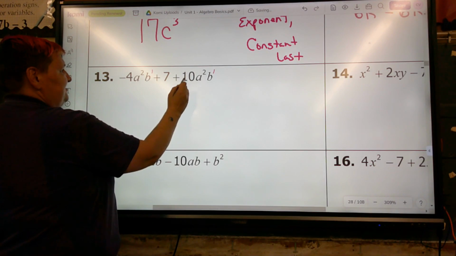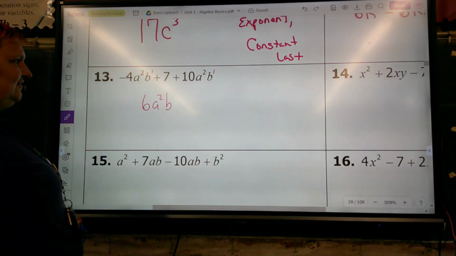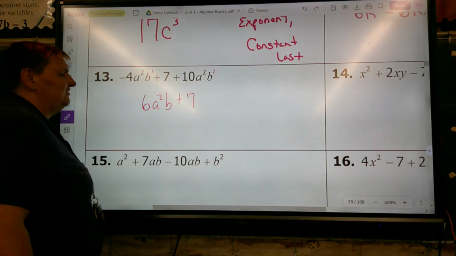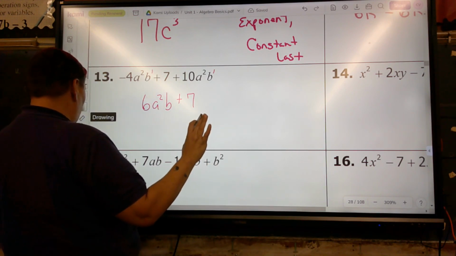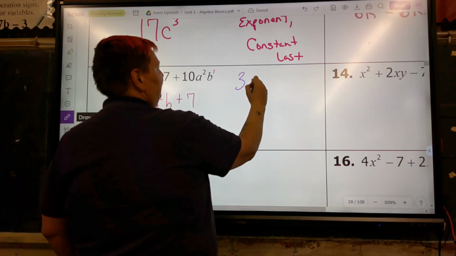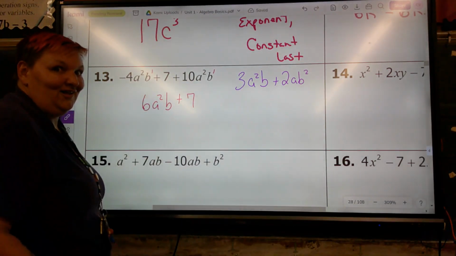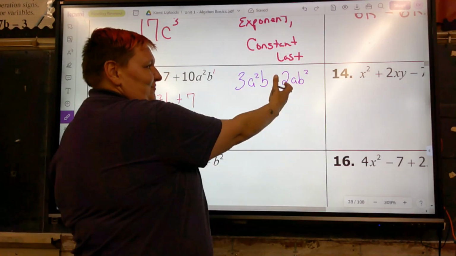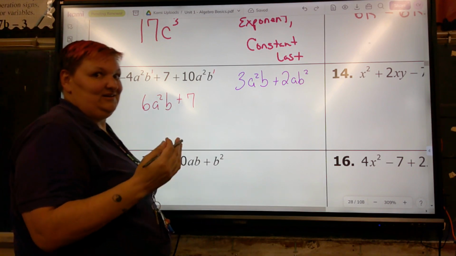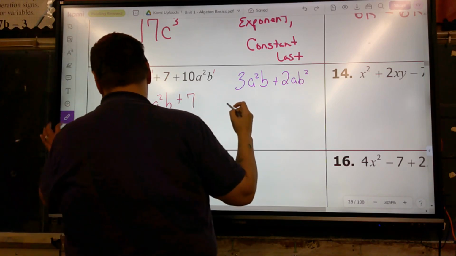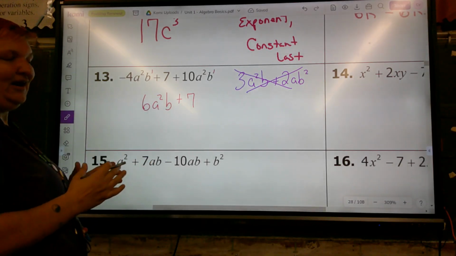Negative 4 plus 10 is 6. A squared b to the first. And then we're left with this constant. Now, if you had, wait, let's change colors. This is going to be wrong. I need you to pay attention. This is going to be wrong. If you had 3a squared b plus 2ab squared, they're not like terms. They have the same variables, but the a is squared on this one and the b is squared on this one. When I say like terms, I mean they have to be just alike. You can't do this. That can't be simplified any further because nothing can be combined in that.